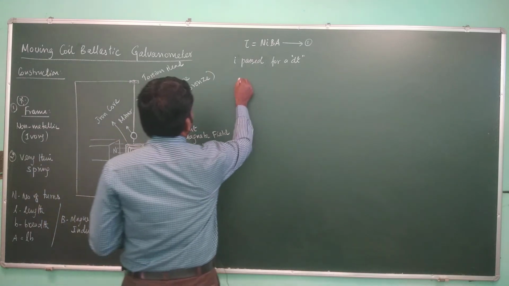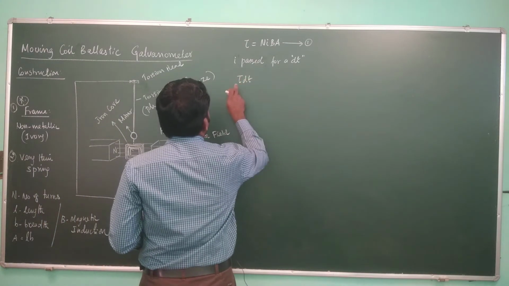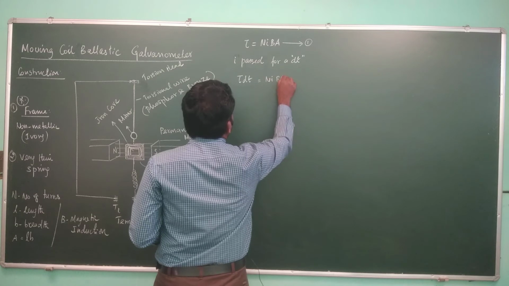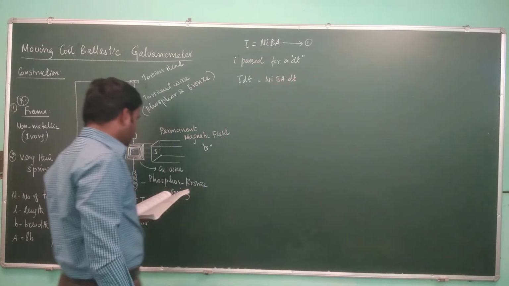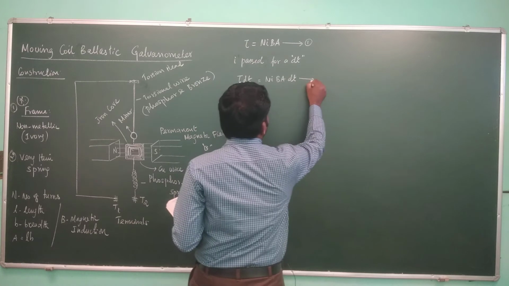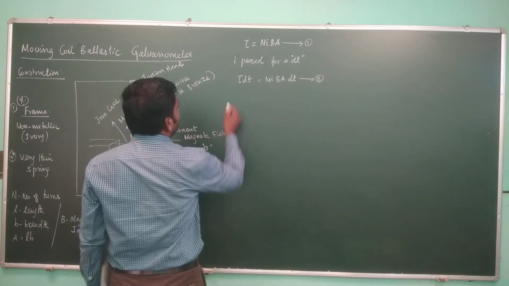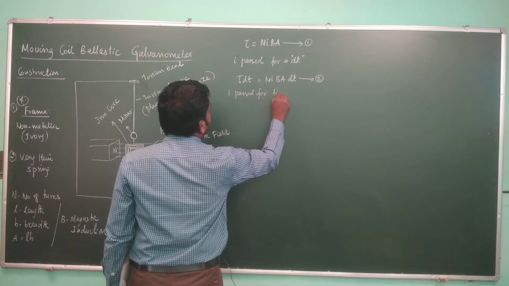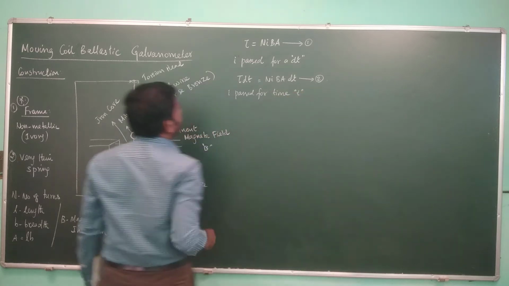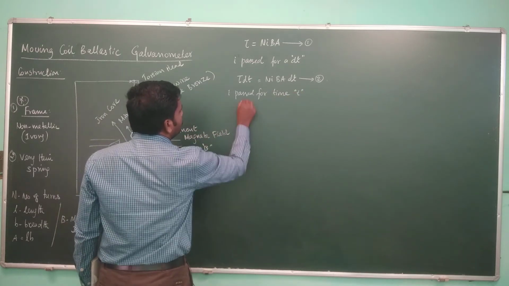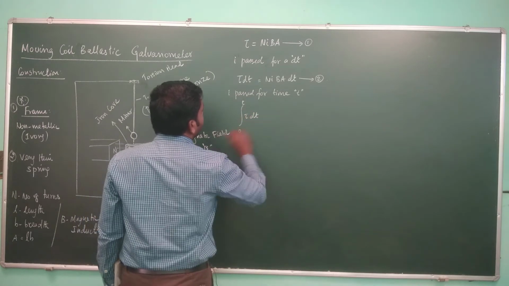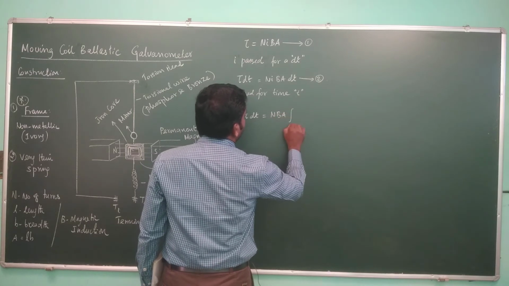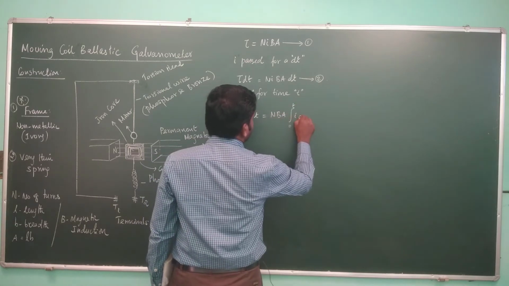That momentary impulse we can write as tau times dt, which is equal to N I B A dt. This is equation number 2. Suppose I is passed for a time interval t, what do we have to do? We have to integrate 0 to t tau dt. N, B, A are all constant, so it is the integral from 0 to t of I dt.